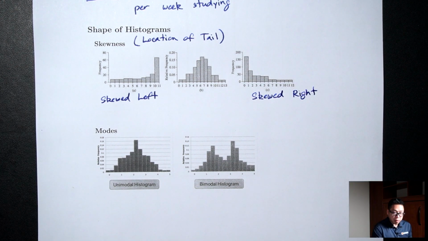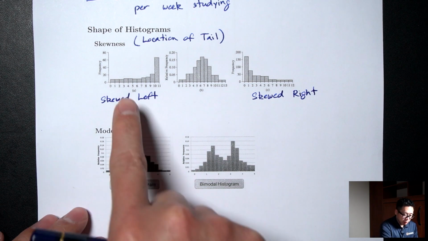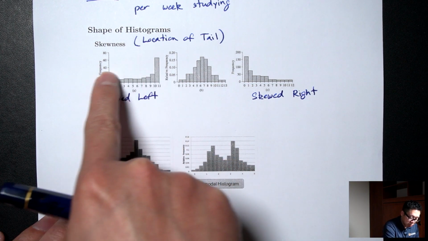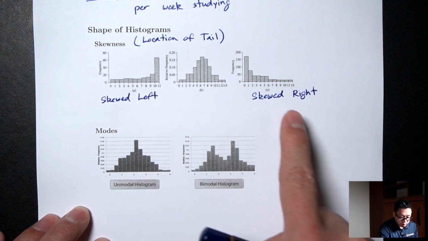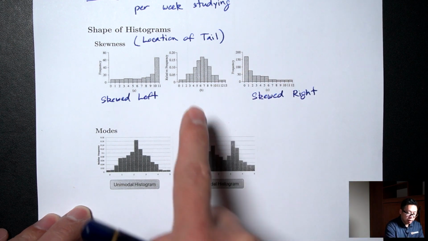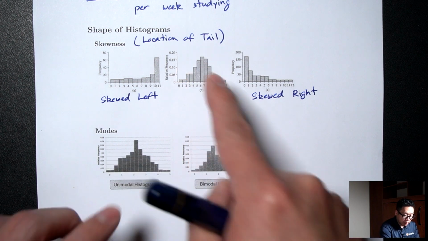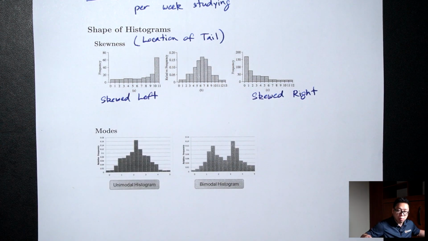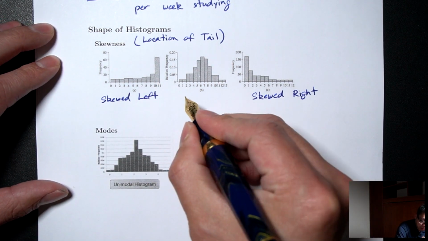Okay? Location of the tail is the direction of the skew. First picture, the tail's on the left side, skewed left. Picture on the right, tail's on the right side, skewed right. Picture in the middle, we have a peak in the middle and two tails that are equally on both sides. This is called symmetric.